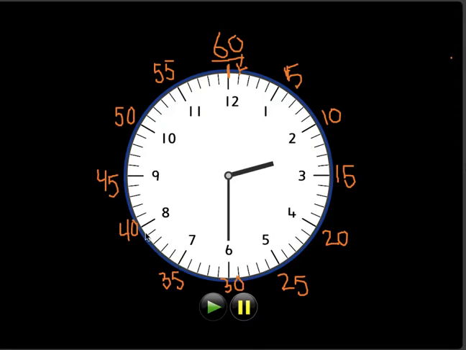What I'm going to do now is I'm going to move the minute hand around, and I want you to tell me what you notice happens to the clock each time I move this minute hand. What do you notice happens to the hour hand as I move the minute hand? Okay? So after I do it, you can pause the video to talk about what you noticed.